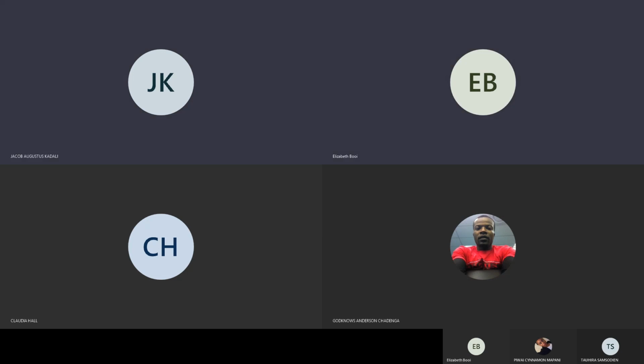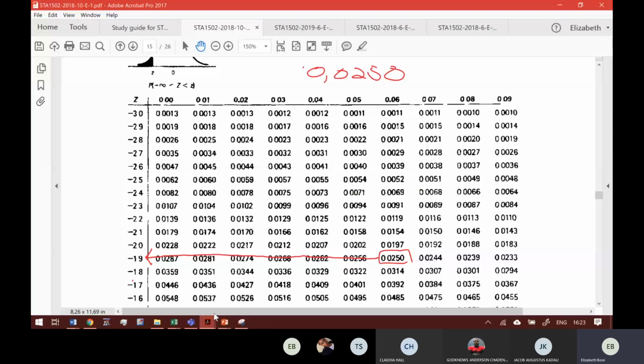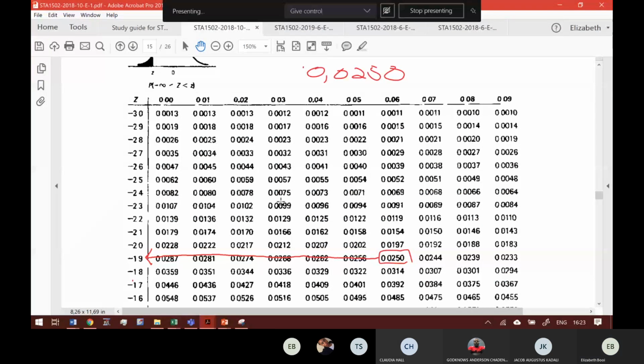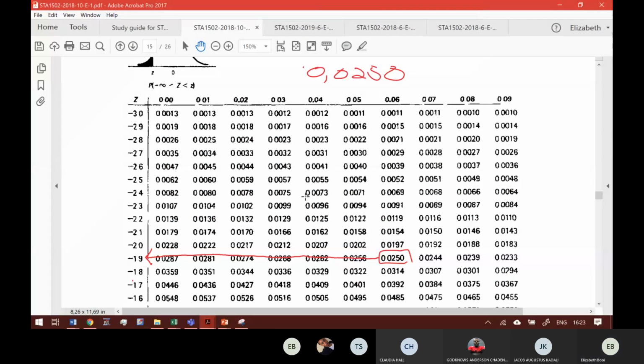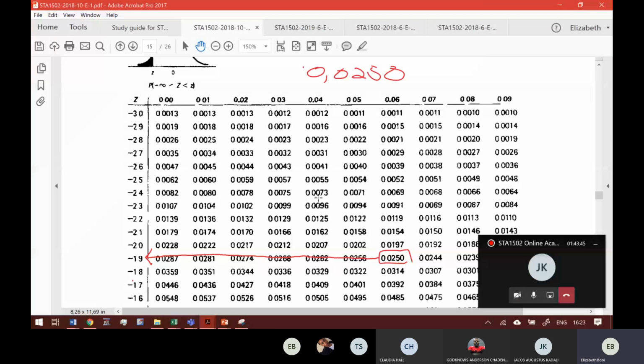Let me share the screen because I think I didn't share the screen. Okay. Are you able to see the screen now? Okay. Yes, you are able to see the screen.